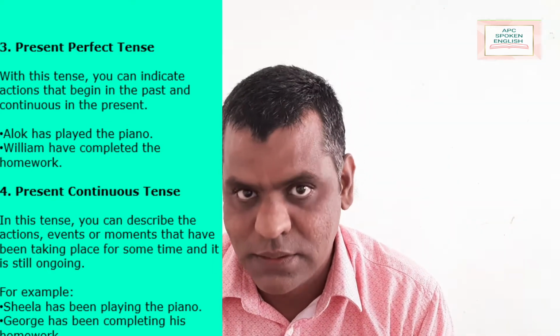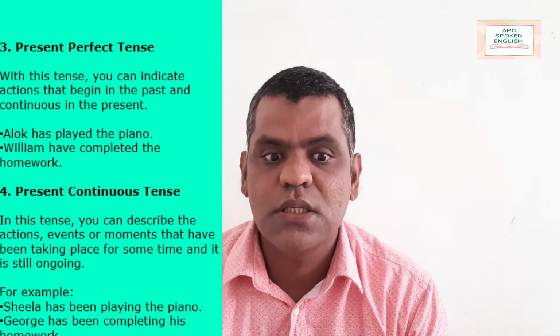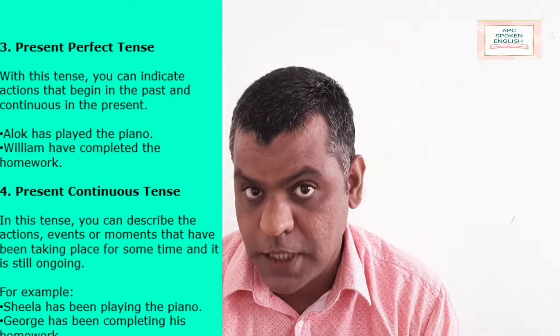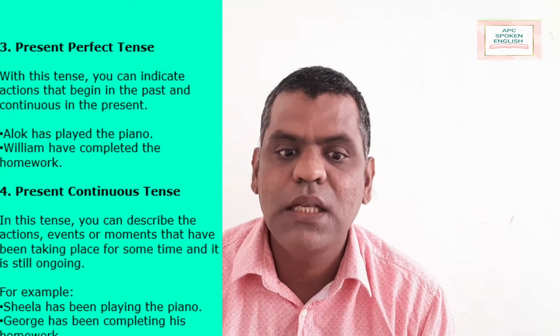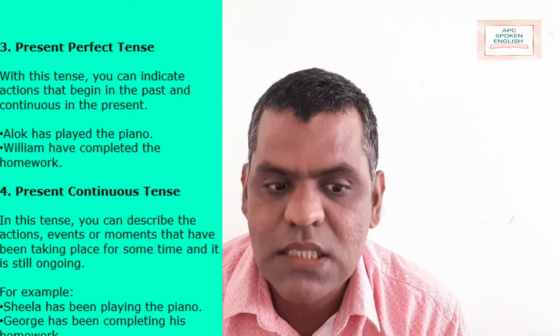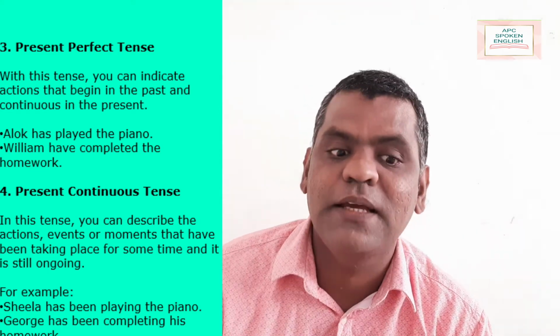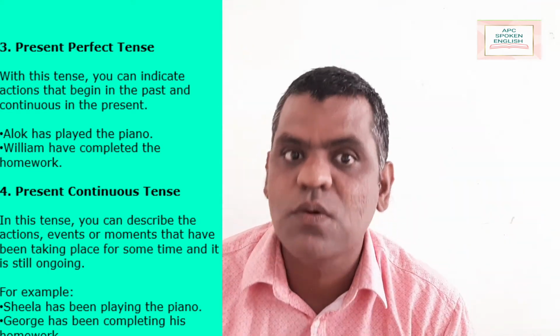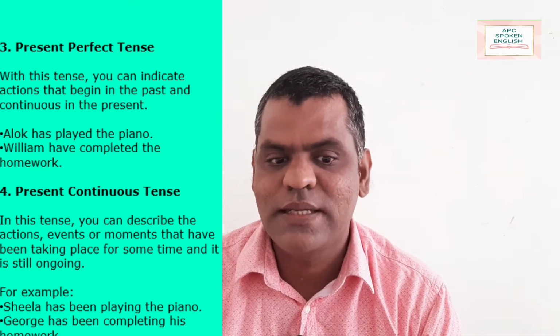Okay, guys. Then present perfect continuous tense. Let us understand. In this tense, you can describe actions, events, or moments that have been taking place for some time, and it is still going on. For example, Sheila has been completing her homework. It is the present perfect continuous tense, guys. Keep in mind, it is present perfect continuous tense. Has been playing. George has been completing his homework.